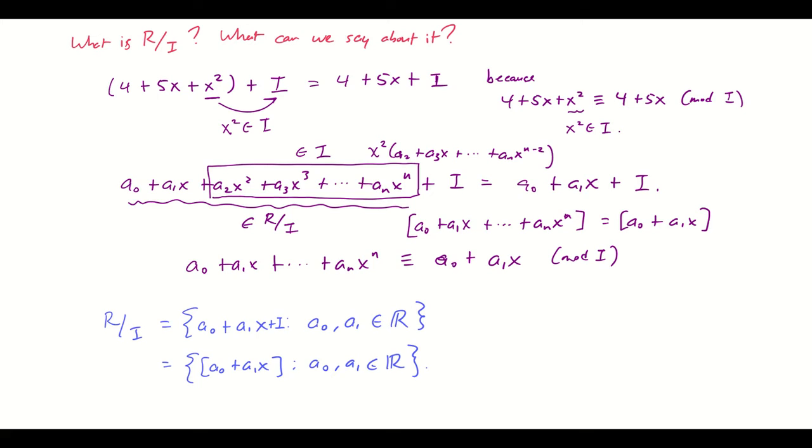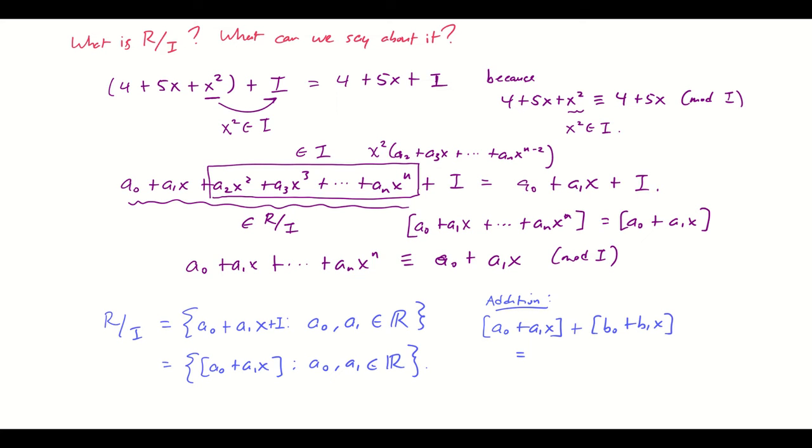Well, let's suppose I have two different elements of R mod I. So not polynomials, but congruence classes, or cosets. So let's say I have a0 plus a1x, and I'm going to use the bracket notation for this, just so that I don't have to write plus I every time. And I've got b0 plus b1x. All right, so what's that going to be?